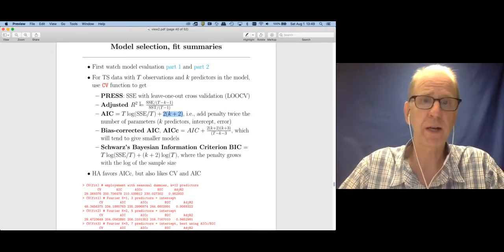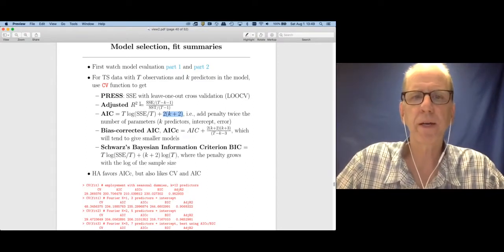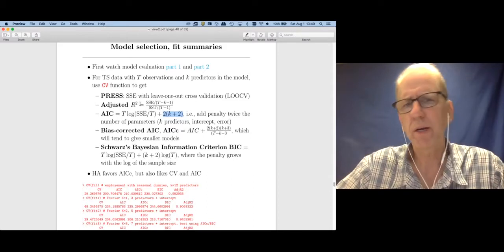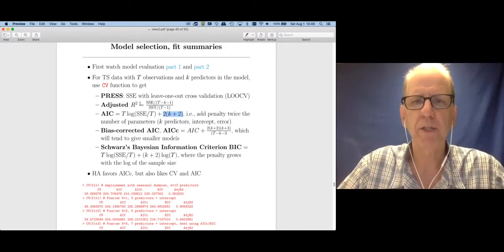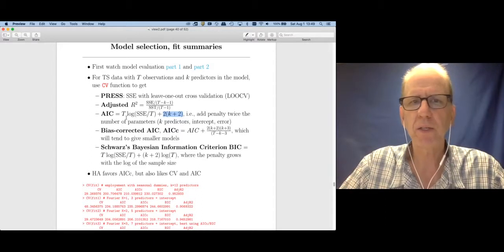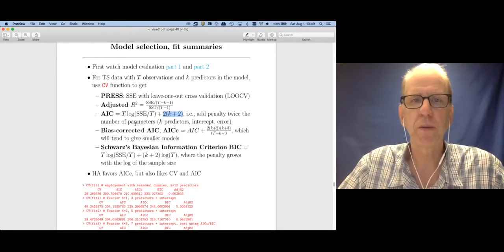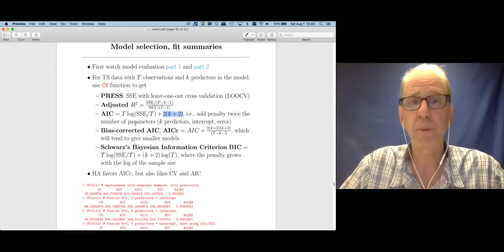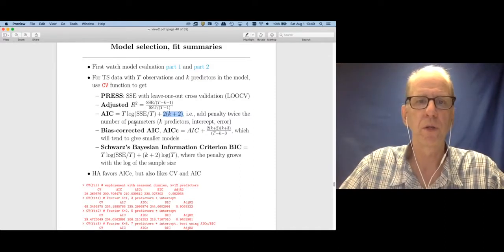The authors of our textbook recommend AIC. They also recommend another method, which is the bias-corrected version of AIC. Basically, AIC will often choose a model that's a little bit too big. Bias correction will correct for that. So you could be looking at this one as well.